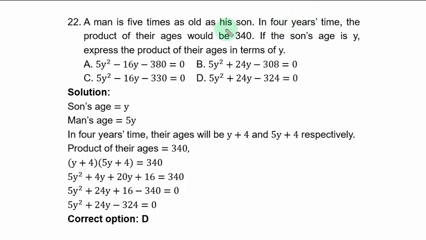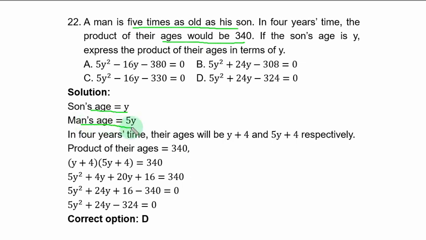Question 22. A man is 5 times as old as his son. In 4 years' time, the product of their ages would be 340. If the son's age is y, express the product of their ages in terms of y. Solution: son's age is equal to y. From the first statement, the man is 5 times as old as his son. So the man's age is 5y.